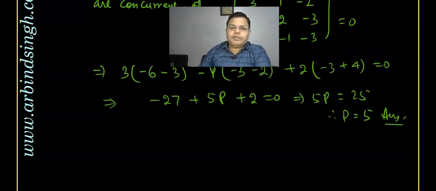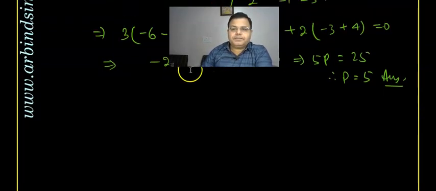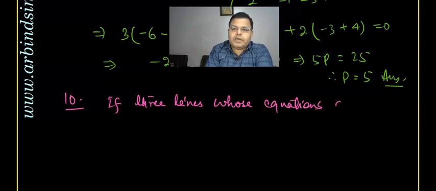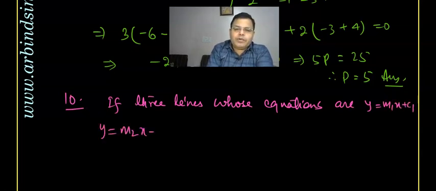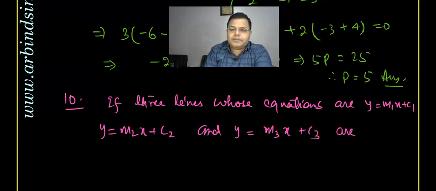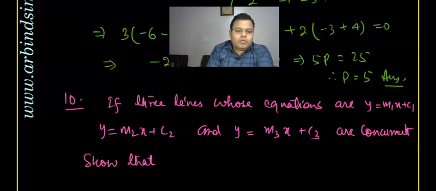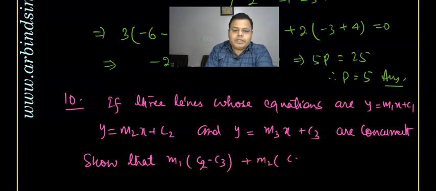Okay, now the next question is question number 10. Try to understand. If three lines whose equations are y is equal to m1x plus c1, y is equal to m2x plus c2, and y is equal to m3x plus c3, are concurrent, prove that m1 times c2 minus c3, plus m2 times c3 minus c1, plus m3 times c1 minus c2 is equal to 0.